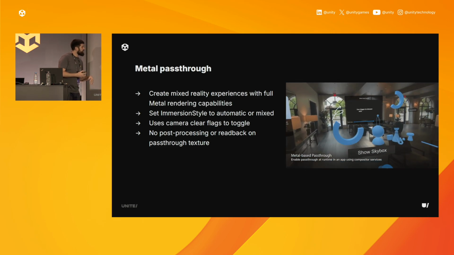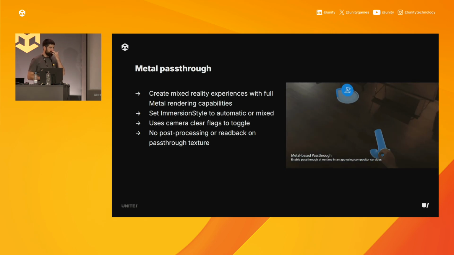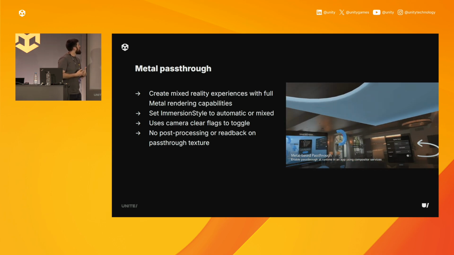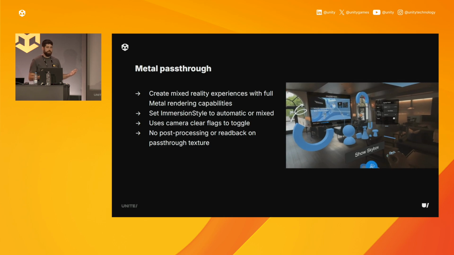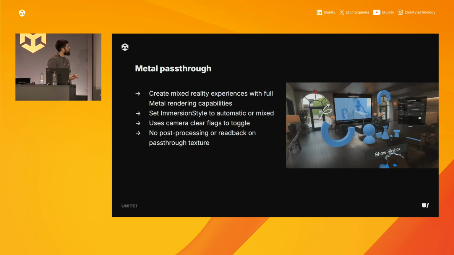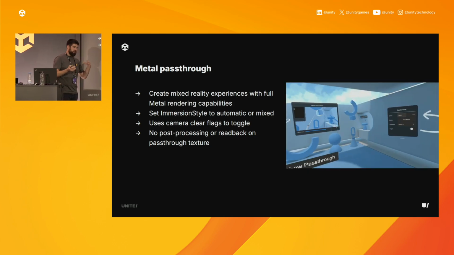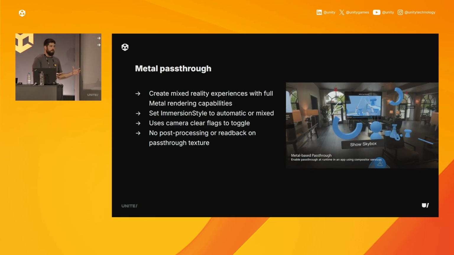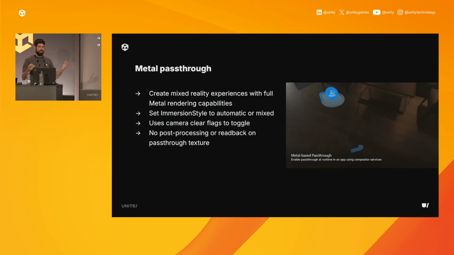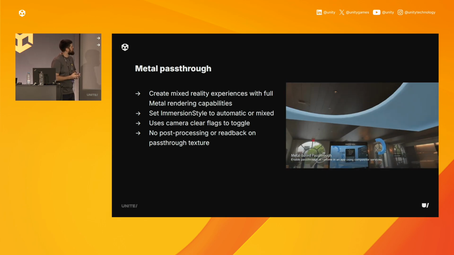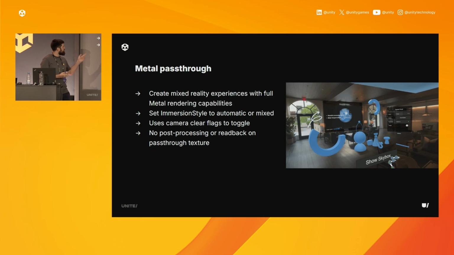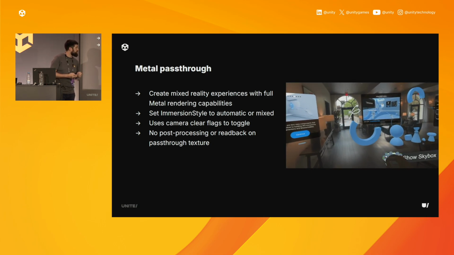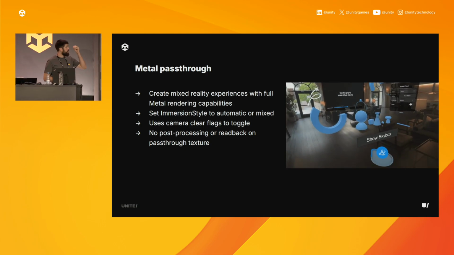So I really want to dig into a couple of the new features that I'm excited about. Again, I mentioned this Metal pass-through capability that's introduced in Vision OS 2. It really gives you the ability to take advantage of the full rendering capabilities of Unity while still participating in this mixed reality, shiny new world. In order to enable it, you take the immersion style setting in the Vision OS plugin settings and set it to automatic or mixed.